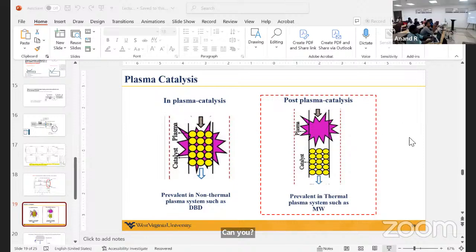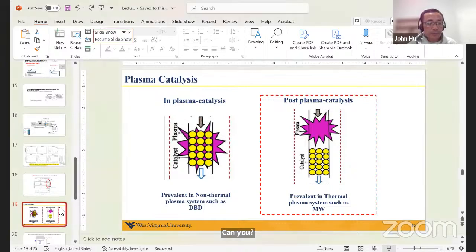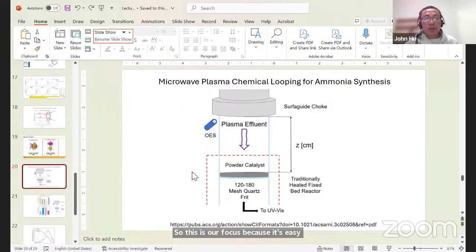All right. So we talked about two scenarios of plasma. Let's talk about the next. This is our focus because it's easy to segregate the plasma from the catalytic reaction, and this is our experimental setup. First, we generate a plasma, and then the plasma flows onto the catalyst.